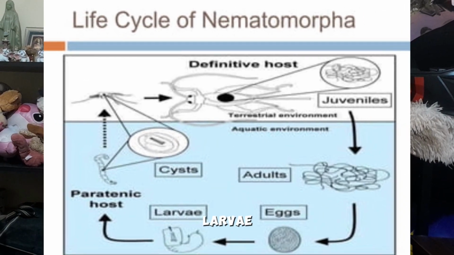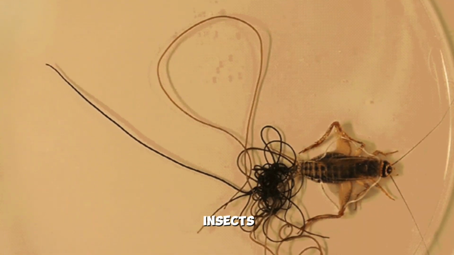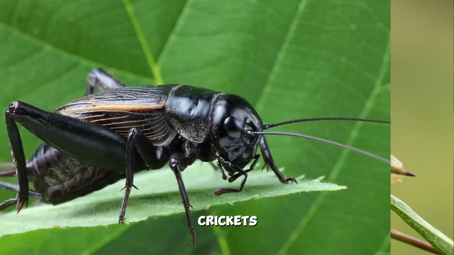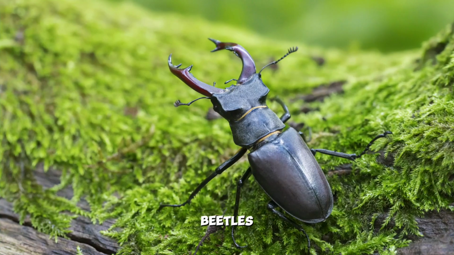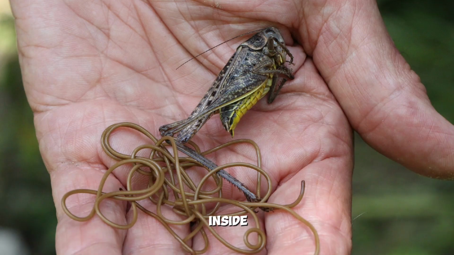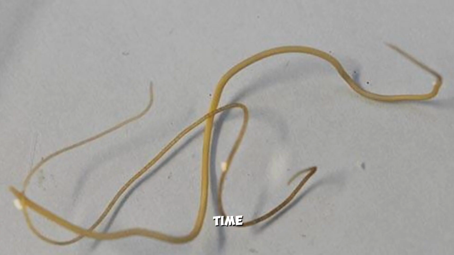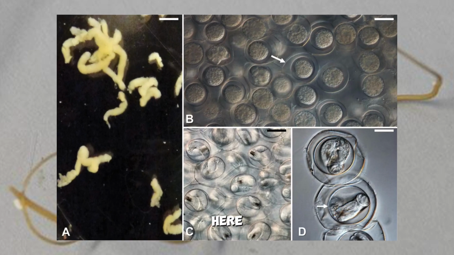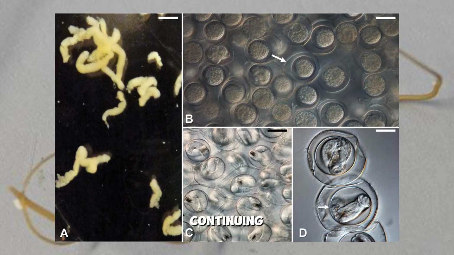As larvae, they're parasites of insects like grasshoppers, crickets, and beetles. The larvae live inside the insect's body, feeding on its tissues until they're ready to mature into adults. When it's time to reproduce, the adult nematomorph breaks free from the host insect and emerges into the water. Here, they mate and lay eggs, continuing the life cycle.